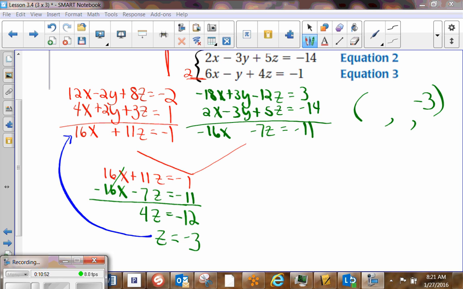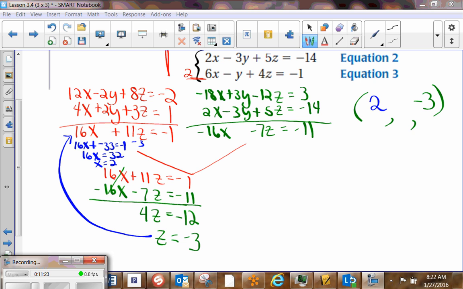So I can take the negative 3, stick it in for z right here. And when I do that, I get 16x plus negative 33 equals negative 1. So 16x equals, I bring the 33 over, that'll be positive 33 minus 1 will be 32. So x equals 2. So I got my x. Be sure to put them in the right spot. X, y, and z. That order.